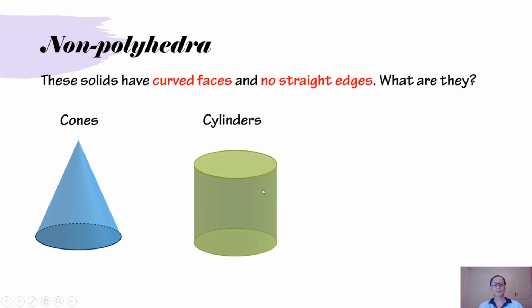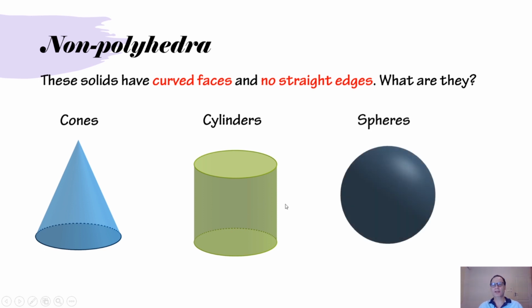The cylinder is also a non-polyhedron because it has a curved face here. Spheres are completely curved all over the surface, so they are not polyhedrons.